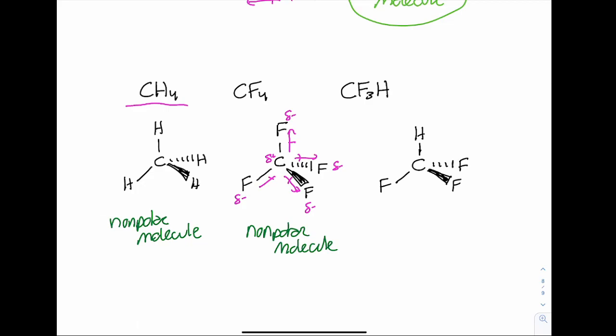So they're symmetrical, they're canceling each other out. If I look at my next one, fluorine's still more electronegative than carbon. Carbon-hydrogen bonds are still nonpolar. So when I look at this one, I only have those 3 bond dipoles.